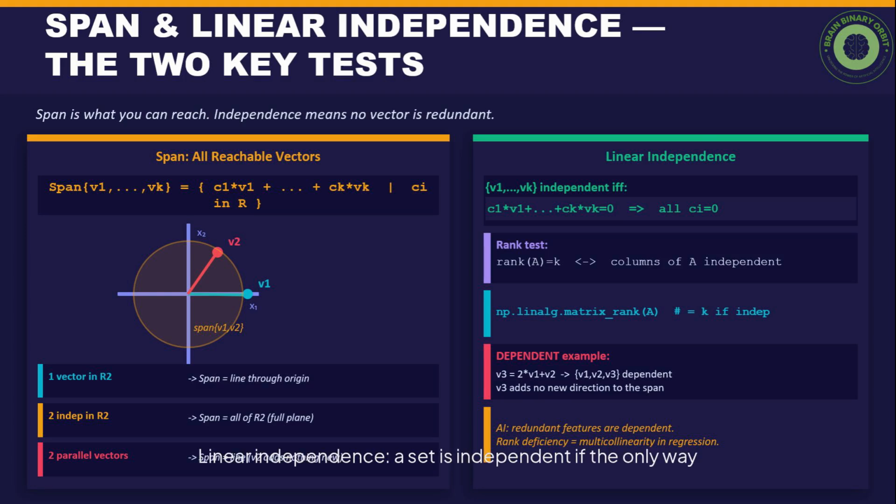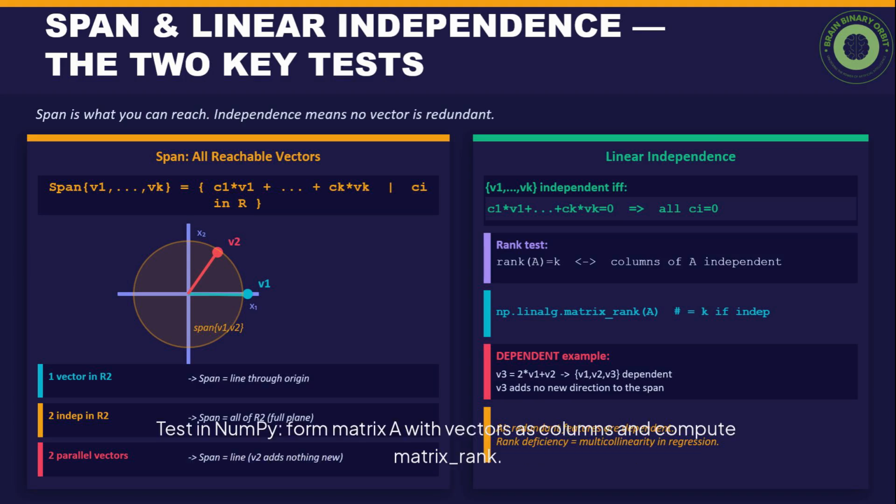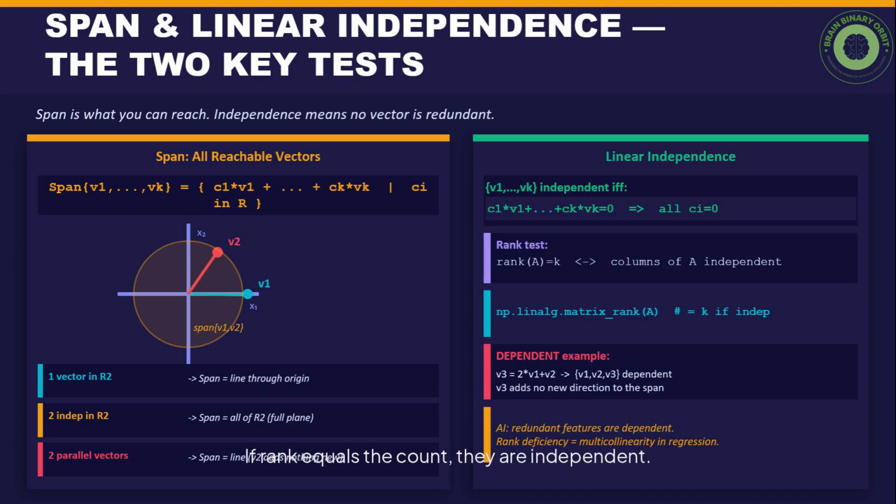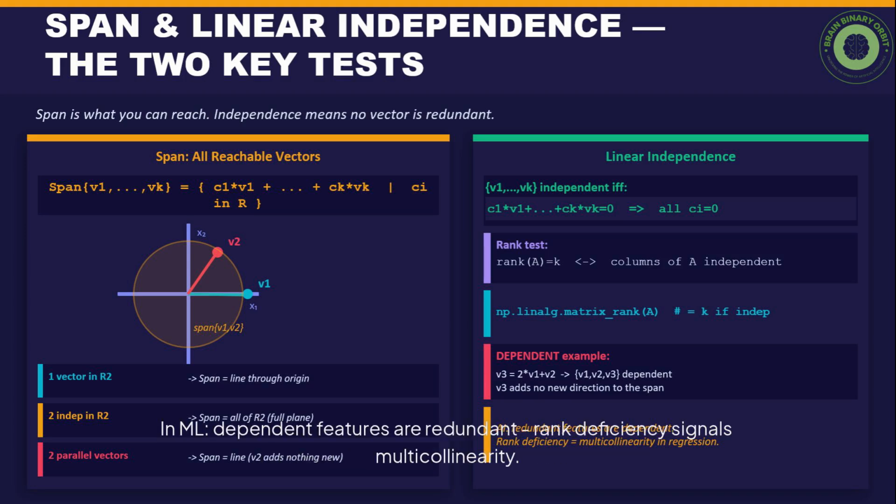Linear independence. A set is independent if the only way to combine them to get 0 is all coefficients equal to 0. Test in NumPy. Form matrix A with vectors as columns and compute matrix_rank. If rank equals the count, they are independent. In ML, dependent features are redundant; rank deficiency signals multicollinearity.